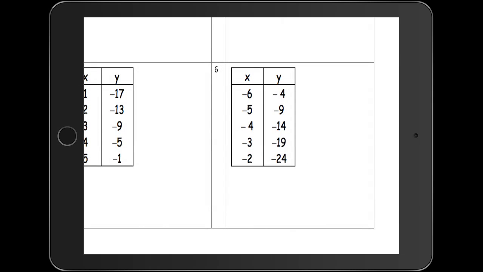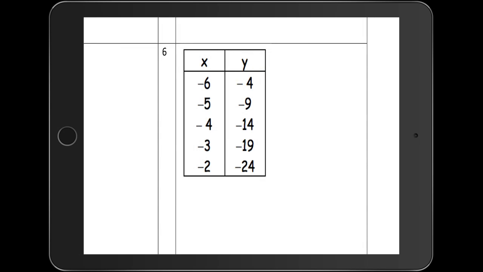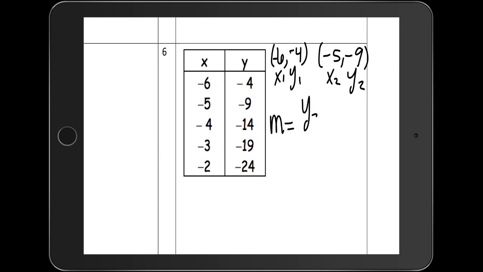Let's go ahead and do number 6 together because I see lots of negatives there and you don't have a calculator, so some of you might be a little hesitant about this, but it's the exact same thing. So I'm going to write down 2 points: negative 6, negative 4, x1, y1, negative 5, negative 9, x2, y2. I write my formula, y2 minus y1, all divided by x2 minus x1.